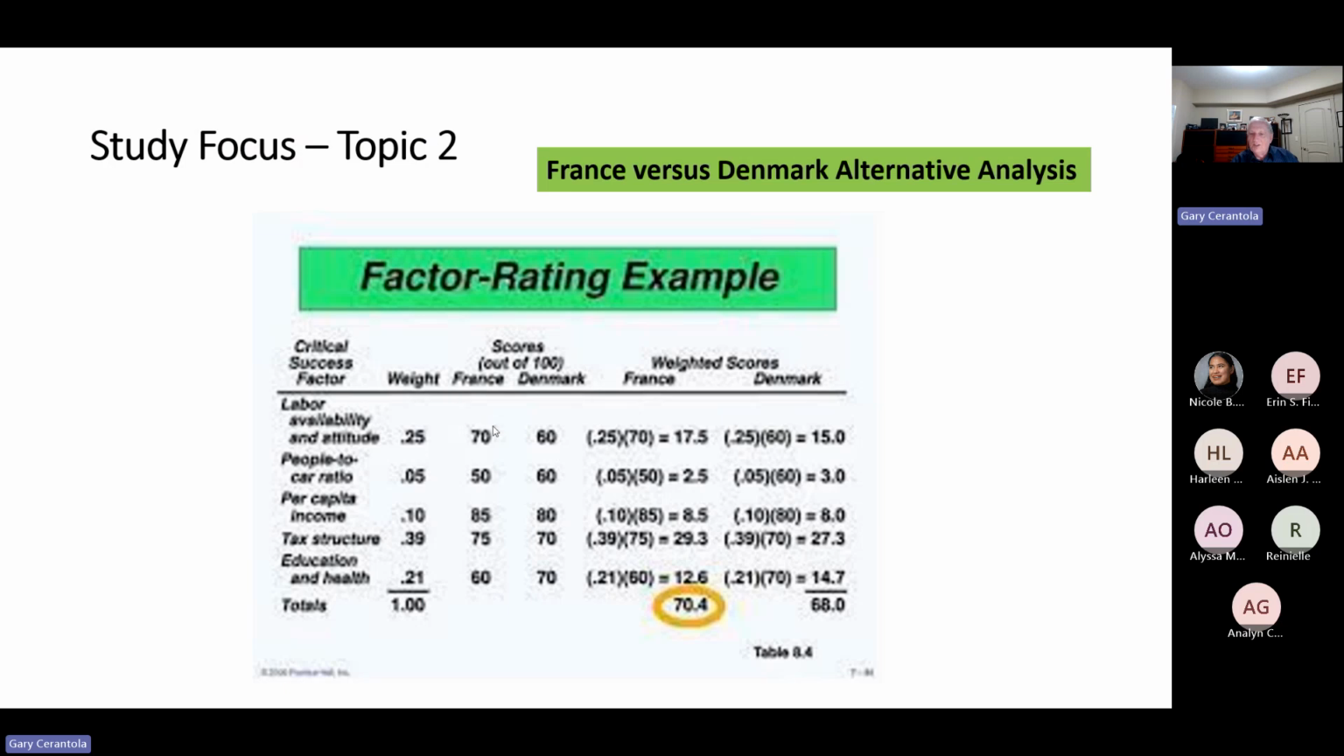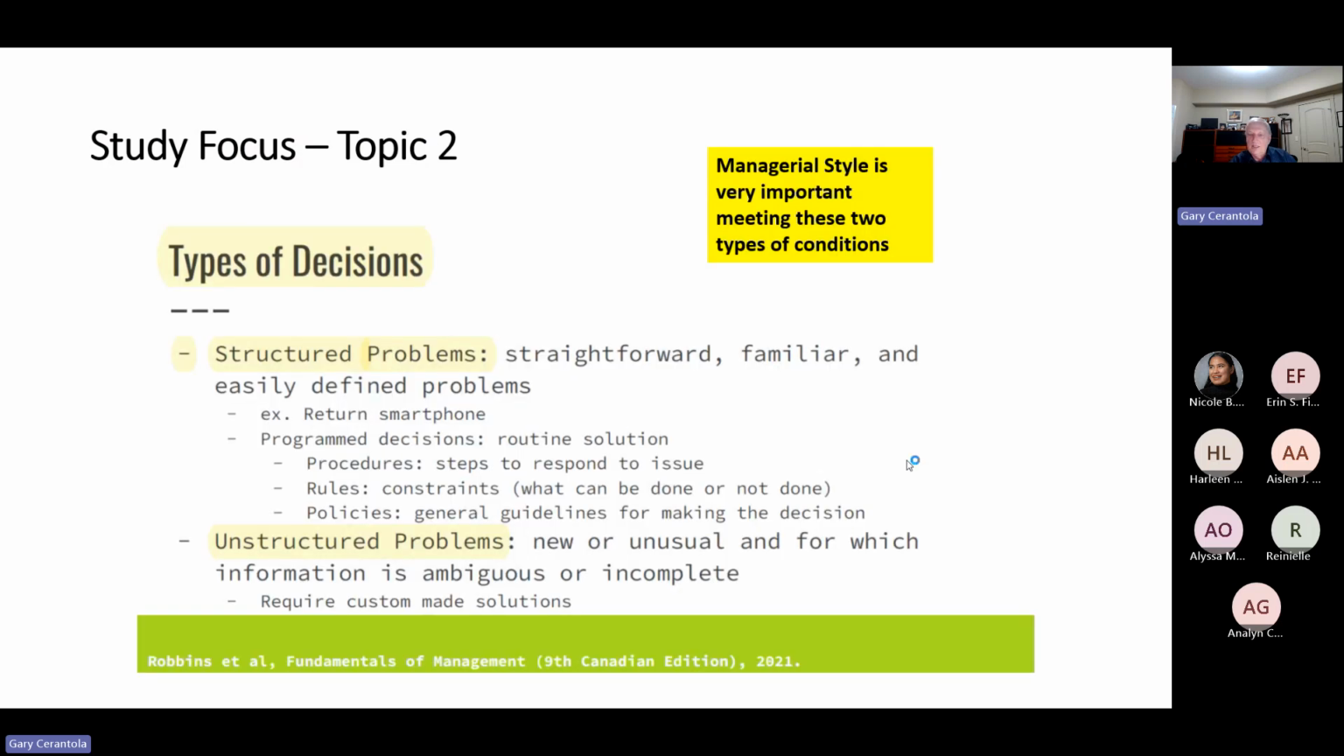And so France has a score of 70, you multiply that by the factor, 0.25, and you get a score, all right? You multiply this factor times this score, and then you get a particular score. And then you add them up, and you can see that France has the highest score. So from a factor analysis point of view, you locate your business in France and not in Denmark. So that's how that works.